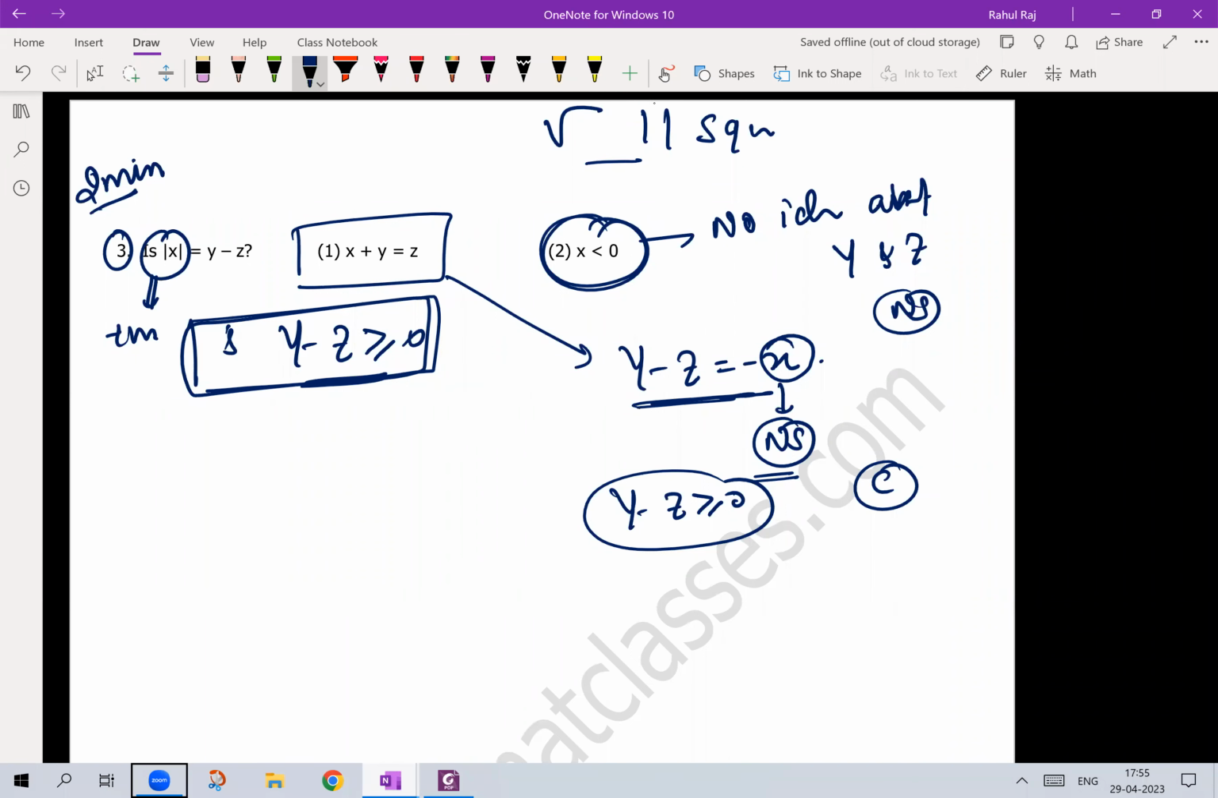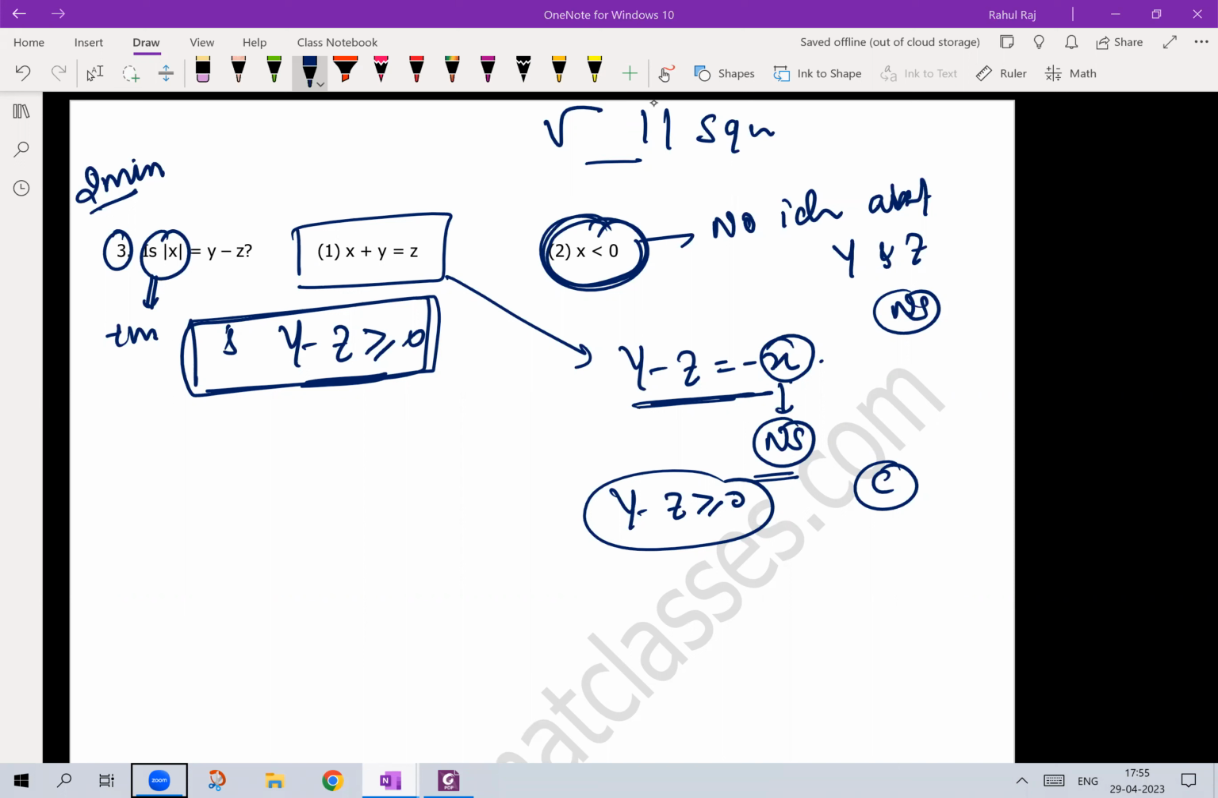Option number 2 doesn't say anything about y minus z, so that is not sufficient. But when I combine, I know that y minus z is equal to negative x, and option number 2 says x is negative. So y minus z is 100% a positive element. So this is C. Now this is one way, this is a logical approach. Anyone, any doubt? Kashish? Neha? Is this clear?